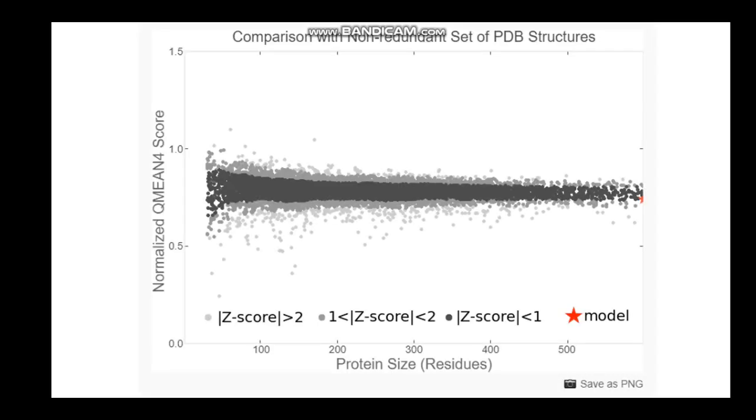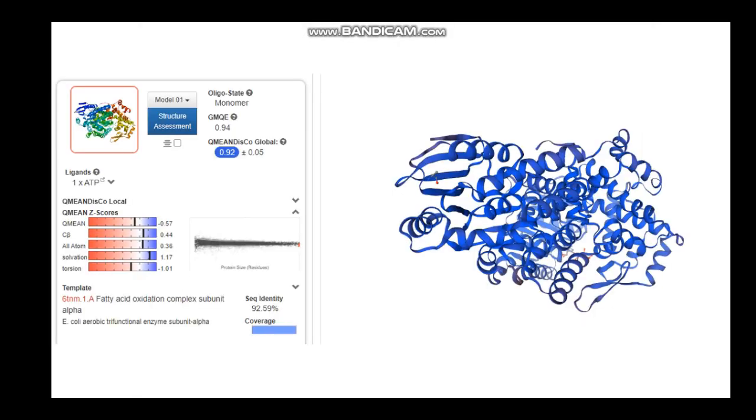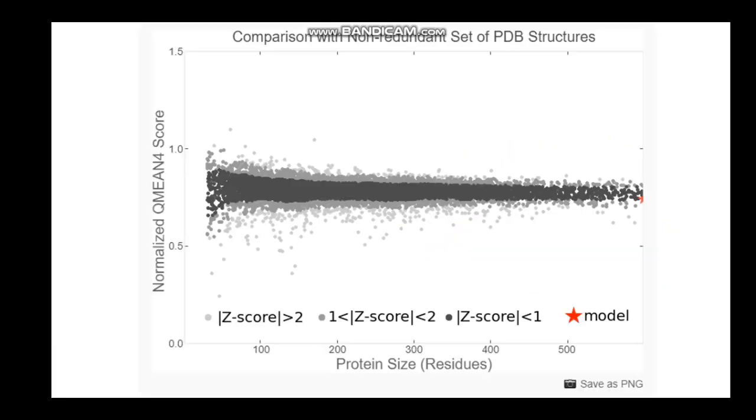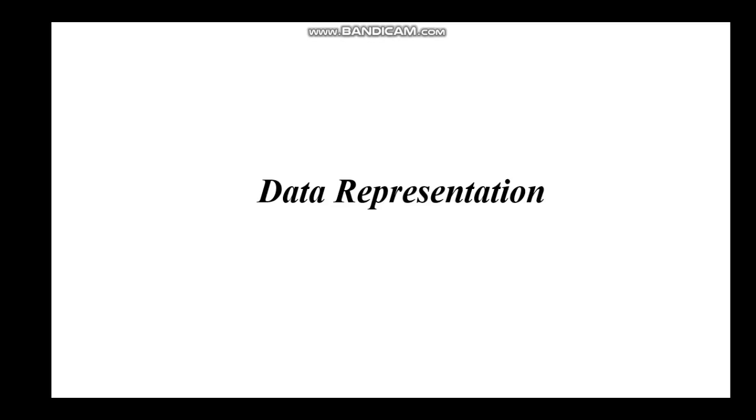So here you can see that, unfortunately, the Q mean z score given here is minus 0.57, and the position of our model, although it falls in the dark area, is not in the good range of the z score. So we can select this structure in order to see the effect of mutation on the 3D configuration of protein, but we cannot prefer it for the docking analysis or any other analysis.